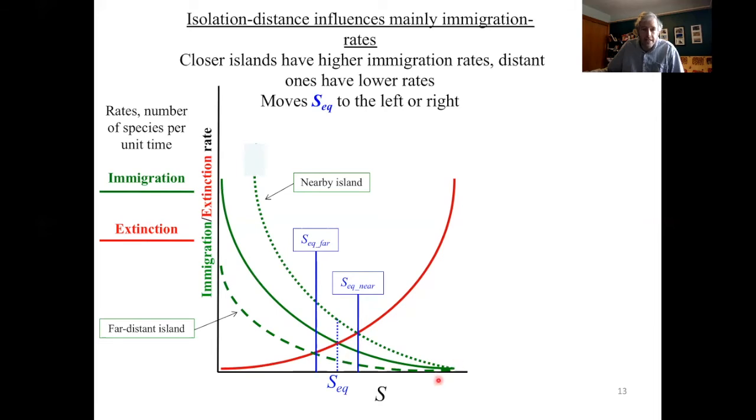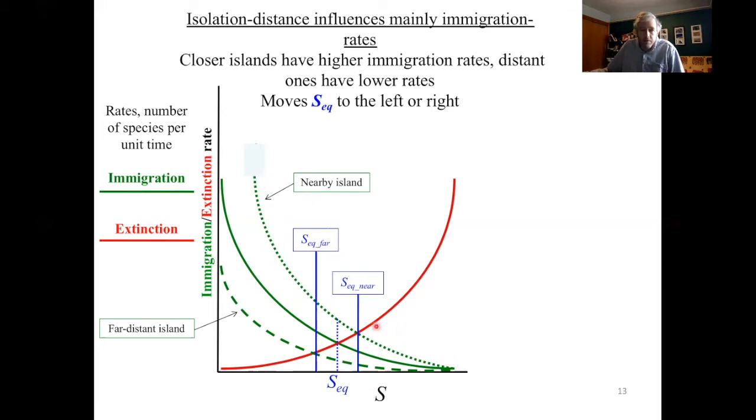If we're looking at a distant island, in this case the dashed line, the immigration rates are lower than they are for our initial island. These lower immigration rates mean that the immigration line crosses the extinction line further to the left. That then reduces our equilibrium point to here. Conversely, if it's a nearby island, rates of immigration are higher than for our initial island, so they're higher here, because there's less ocean to cross.